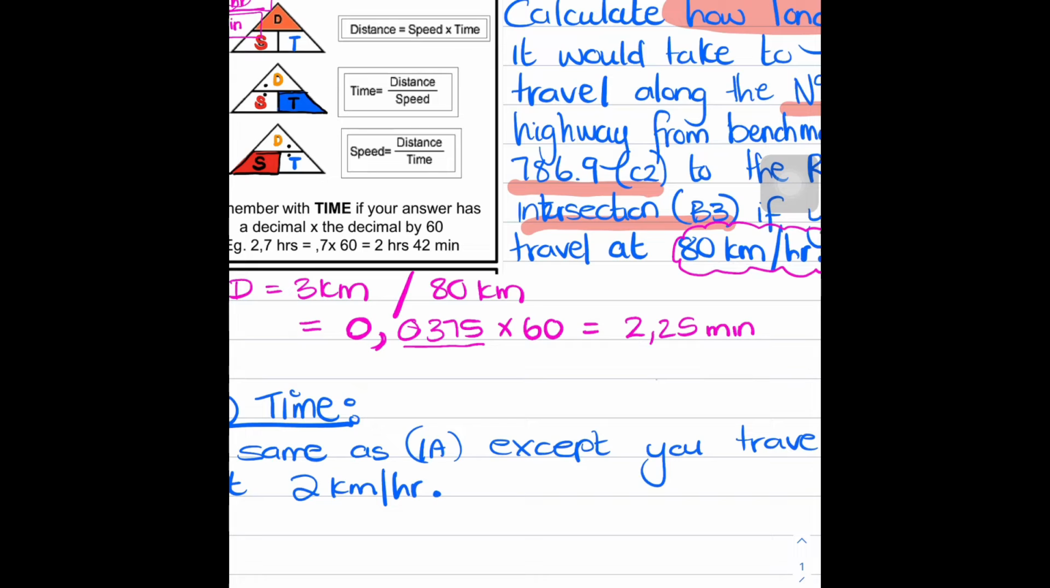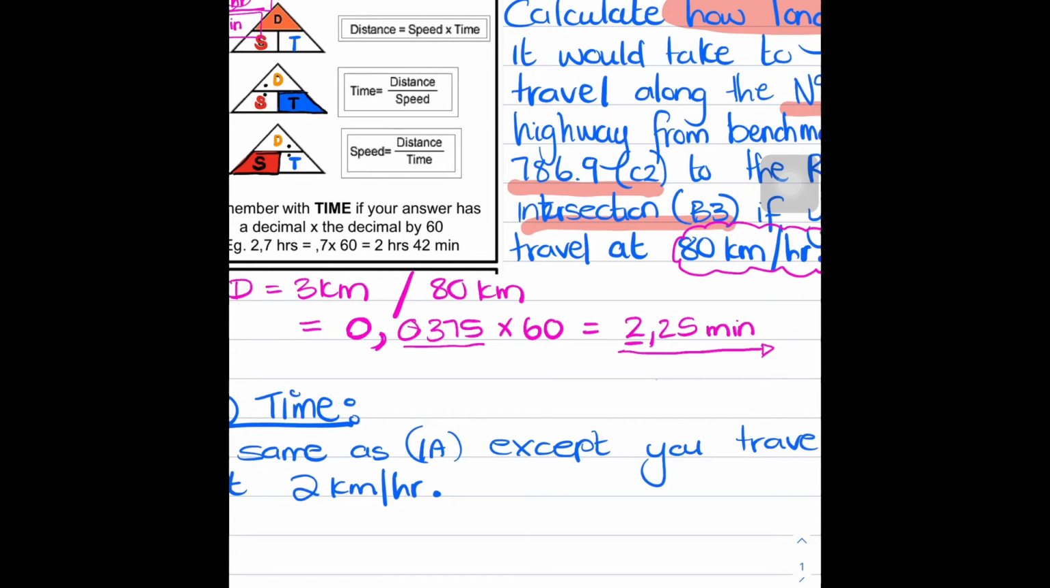So this part of the answer is the 2 minutes. This 0.25 is not 0.25 seconds, but that would be again how you would have to convert it to get it into seconds if you wanted to, but you don't need to. Your final answer can be left like that, which is 2.25 minutes. So what that means is that we took 2.25 minutes to travel 3 kilometers along that road at 80 kilometers an hour.